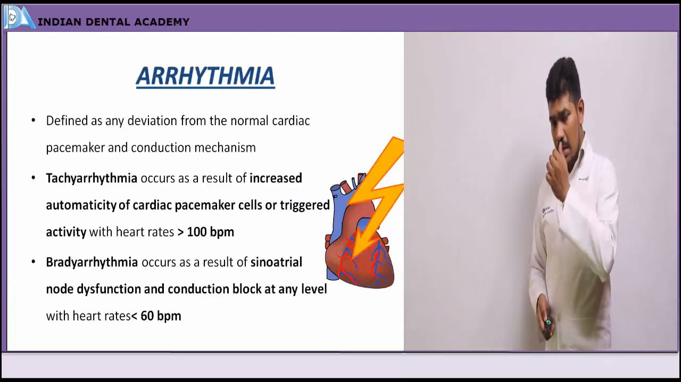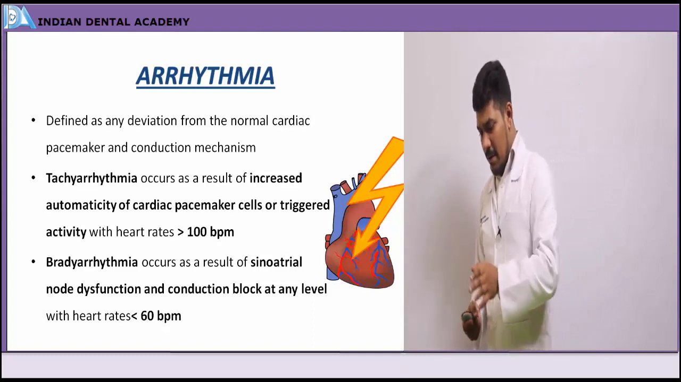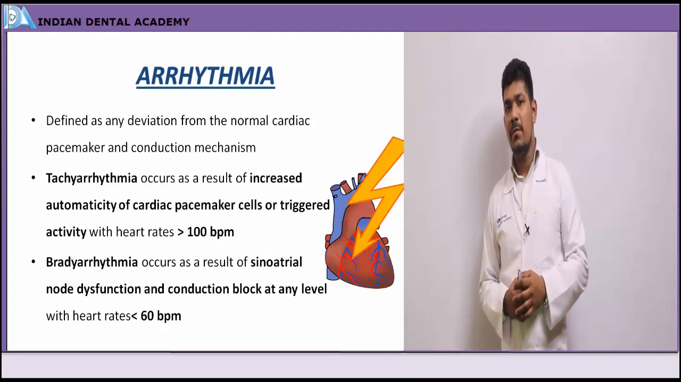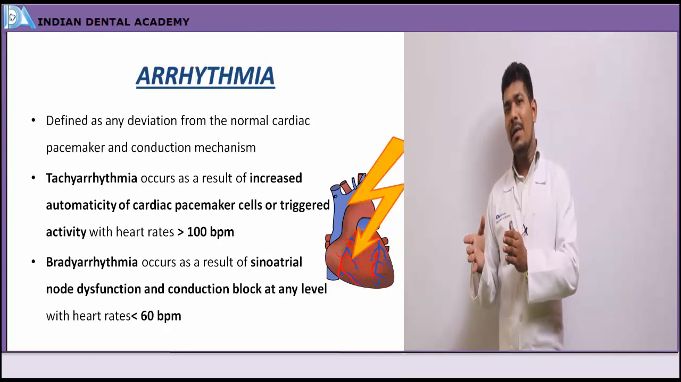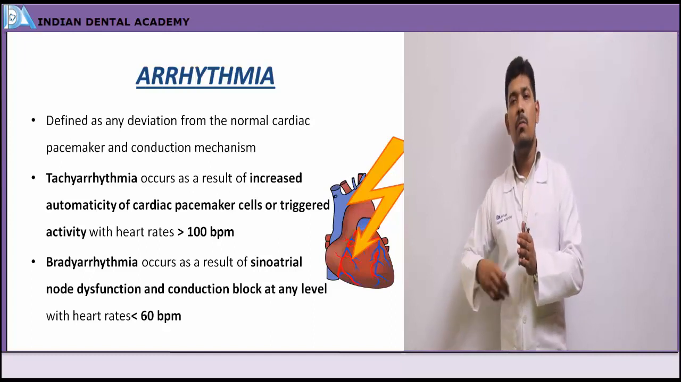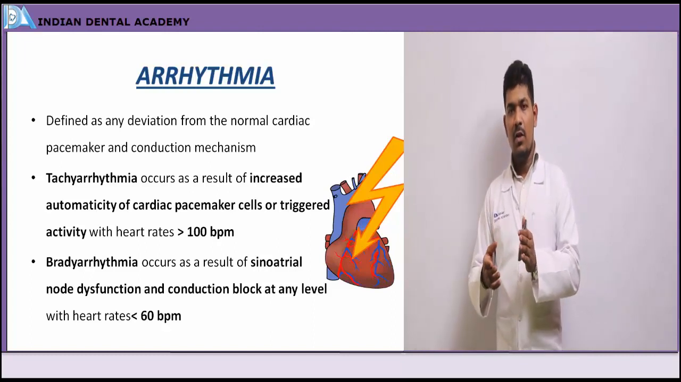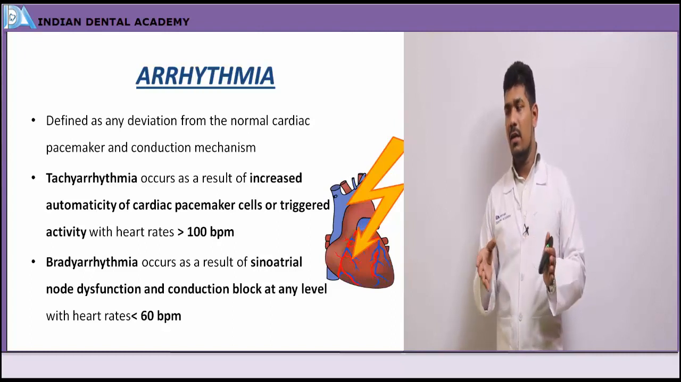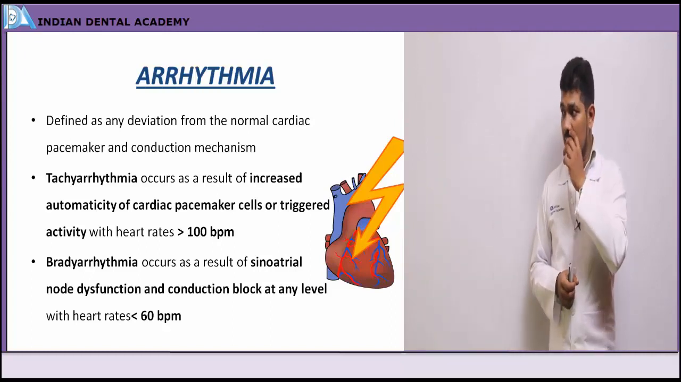The final entity in this conglomerate of CVD is arrhythmia. As the name suggests, there is an arrhythmia. Rhythm is most important for the heart rate. Now there is a disturbance in the rhythm of the heart rate or the heartbeats, that is arrhythmia. That is how the name is derived.